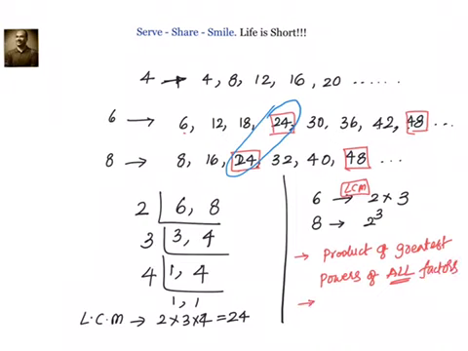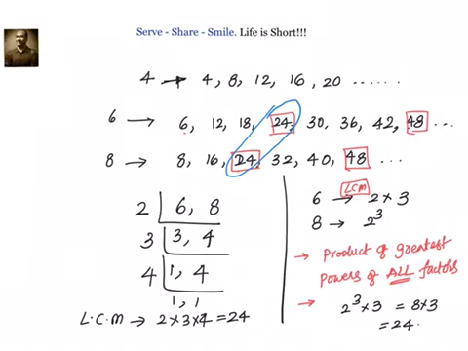So what will be our answer then? LCM of 6 and 8 will be 2. What is the greatest power for 2? 2 cube. For 3 there is only 1. So that is 2 cube into 3, which is equal to 8 into 3, which is equal to 24.